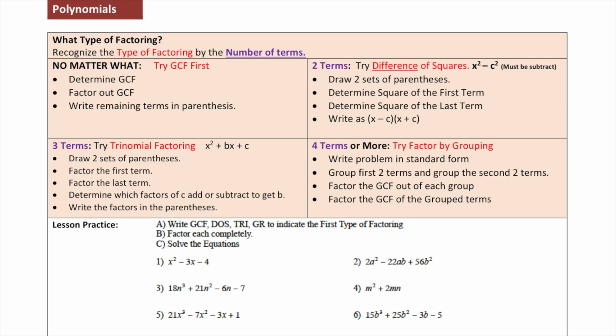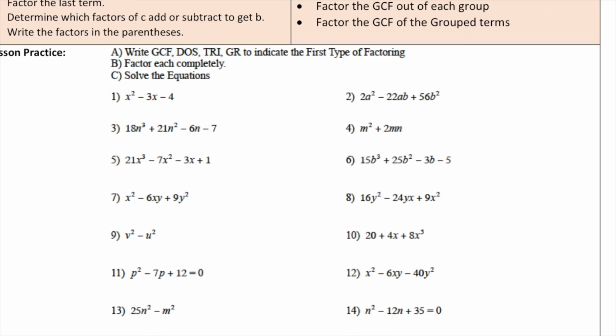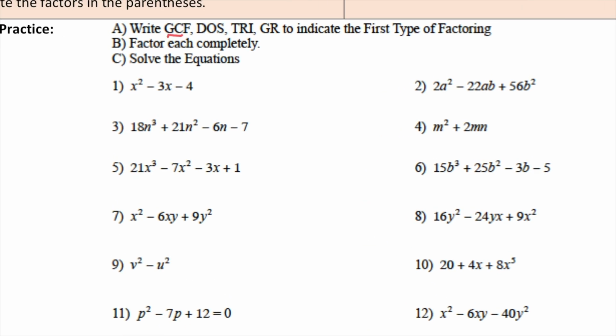So now you need to recognize what type of factoring you're working on. No matter what, you should try the GCF first. And if there is no GCF, then count your terms. Do you have 2 terms, 3 terms, or 4 terms? Depending on the number of terms and the structure of the problem, you're going to choose a different pattern for your factoring. So for your lesson practice, you're going to write GCF, difference of squares, trinomial, or a grouping, GR, to tell what type of factoring it is.